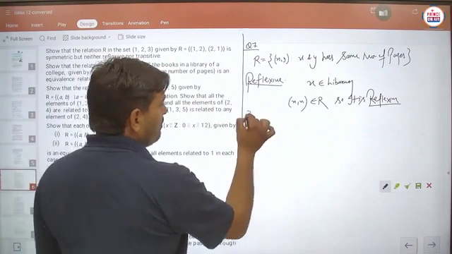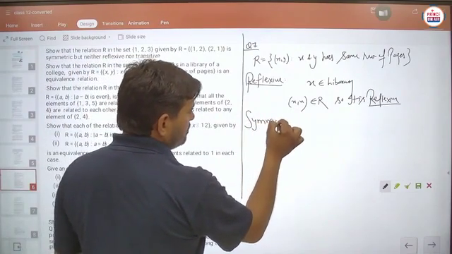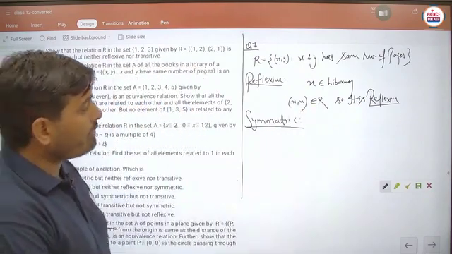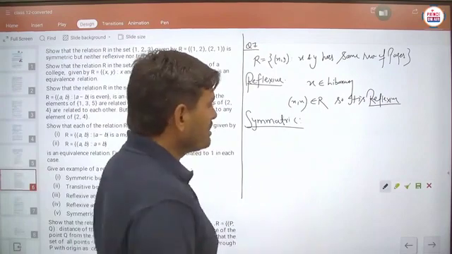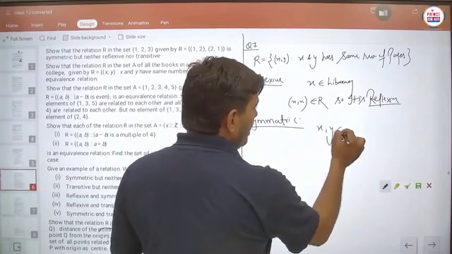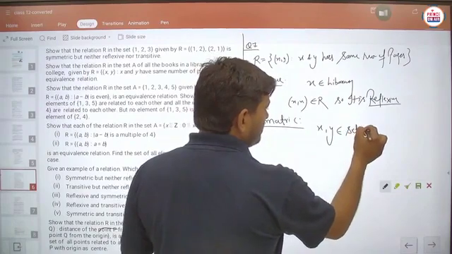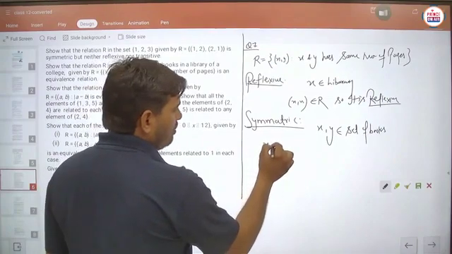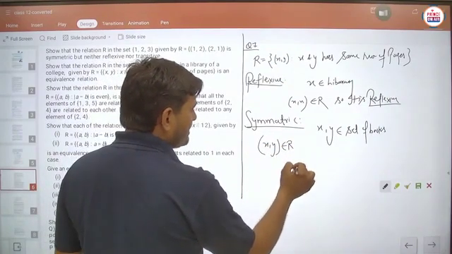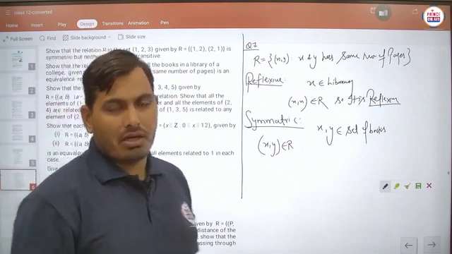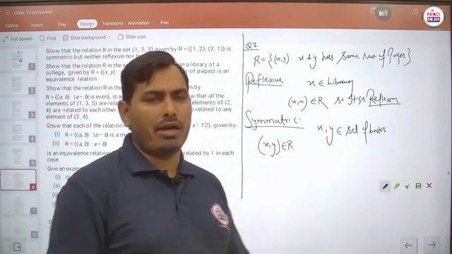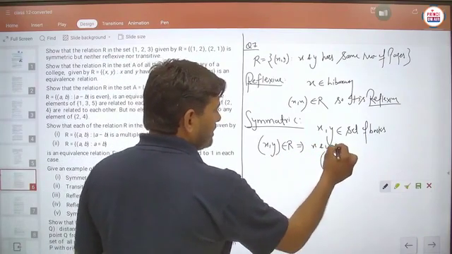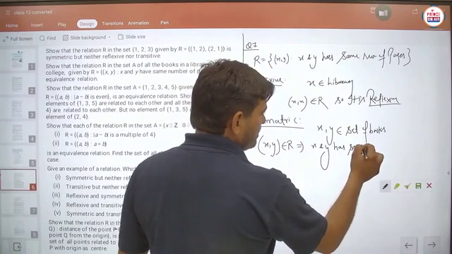Next, students, we have to check for the symmetric. Is it clear? In the symmetric case, we have to take two different books. Suppose X, Y belong to the set of books in a library such that X, Y belongs to R, meaning X and Y have the same number of pages, the total number of pages in X and Y both are the same.